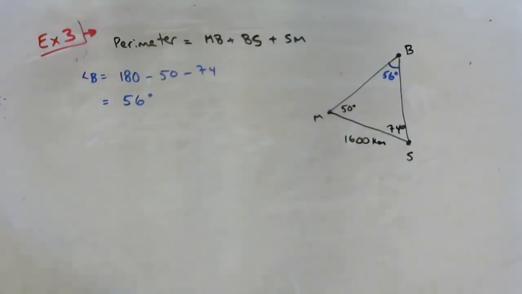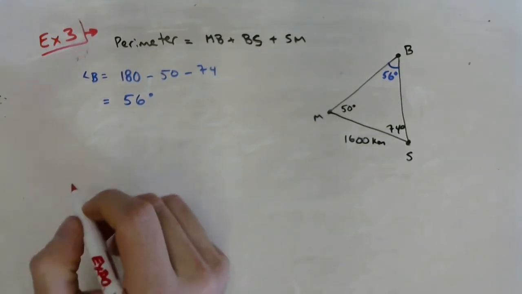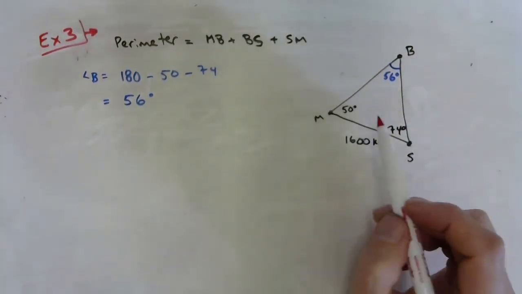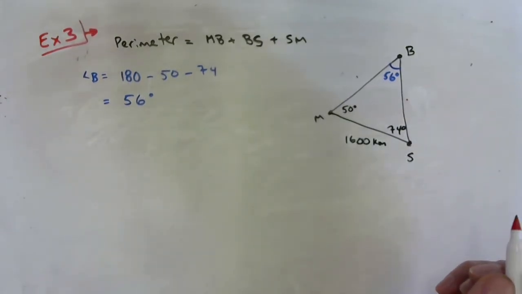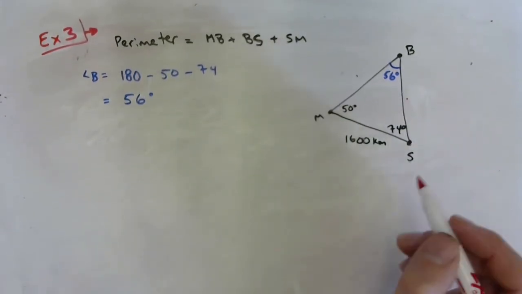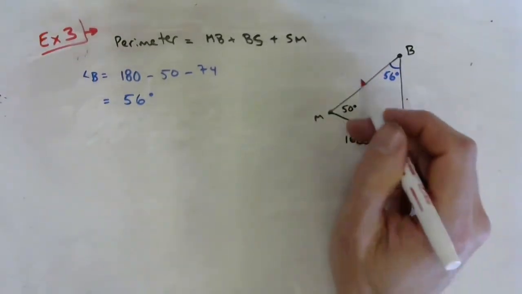Now do I have opposite information? Yes, which means I can apply the sine law. What would you like to solve for first? Side length M or side length S? It doesn't matter at all, not even a little bit. Okay, sure, let's solve for side length S.